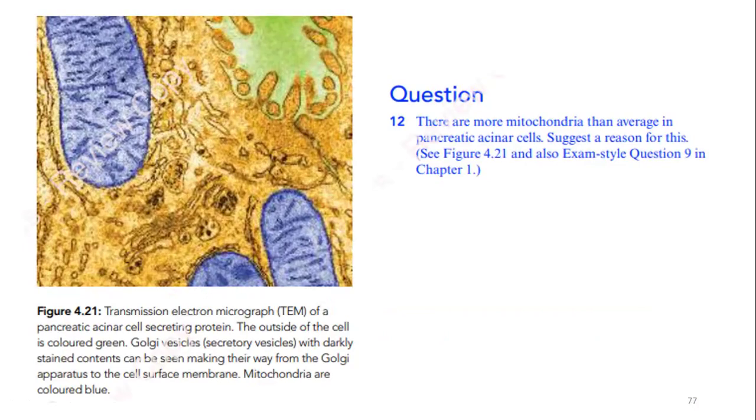We have a question here. They are showing us a transmission electron micrograph of a pancreatic acinar cell secreting proteins. So this cell secretes proteins, but they're telling us there are more mitochondria in this cell than in an average pancreatic acinar cell, and they're asking us why. Remember, we know that mitochondria are so much needed for the process of respiration. So if a cell is active and it's a secretory cell, the process of secretion, the process of exocytosis requires energy. So the cell needs mitochondria so that the mitochondria carry out respiration, providing ATP for the process of exocytosis, for that process of active transport.